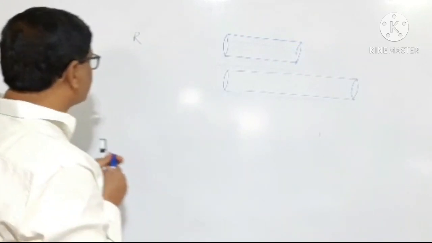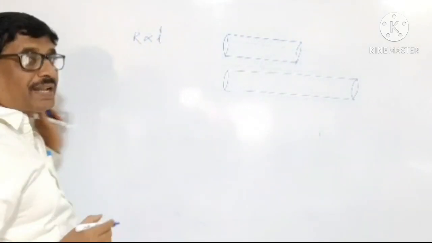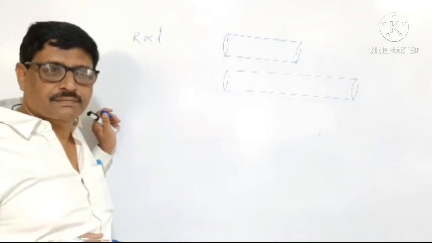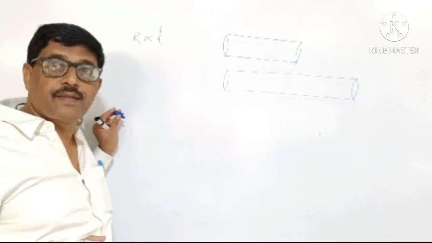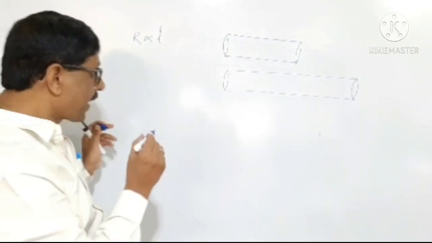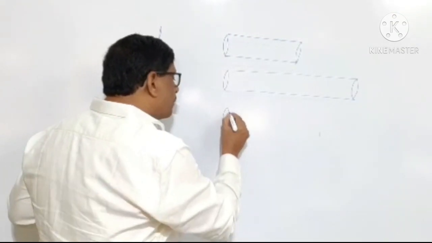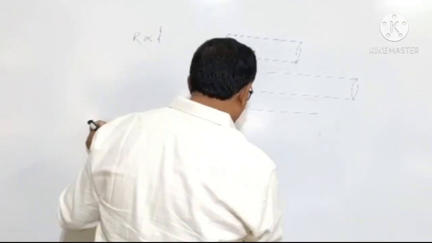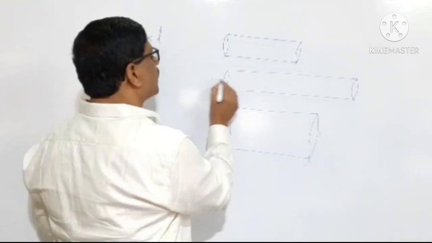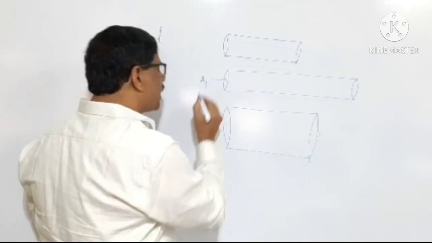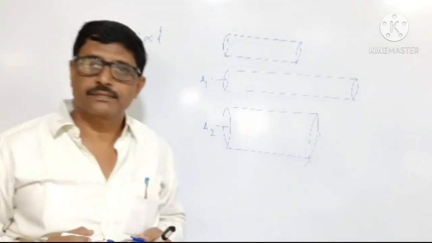Therefore, it has been found that the resistance of a conductor is directly proportional to the length of the conductor. Again, we will consider the conductor of the same material, but in this case, the area of the cross section of this conductor is more. Here A1 is the area of cross section, and here A2 is the area of cross section.